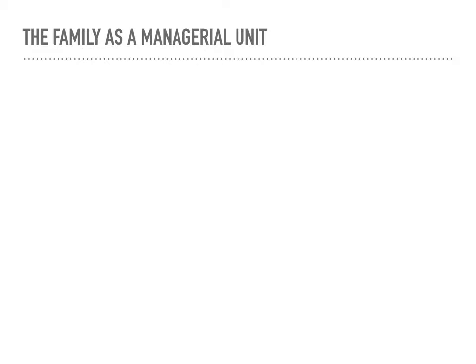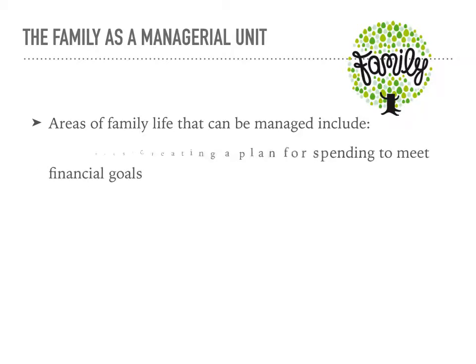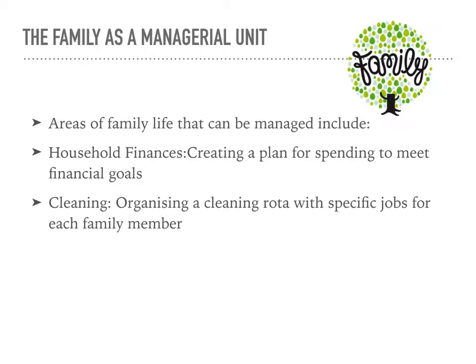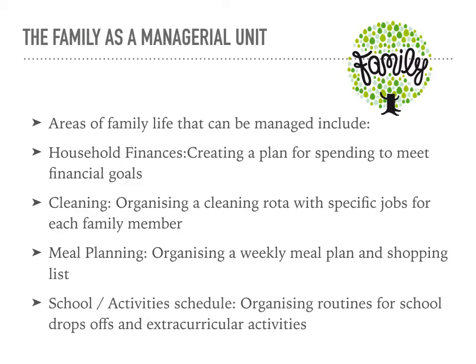The family as a managerial unit. So efficient family resource management contributes to the smooth running of a household. The areas of family life that can be managed include managing of household finances, for example, creating a plan for spending to meet financial goals. Cleaning, organising a cleaning rota with specific jobs for each family member. And meal planning, organising a weekly meal plan and shopping list. The last one would be, for example, school activity schedule, so organising lifts and drop-offs to school or to extracurricular activities like swimming or drama.